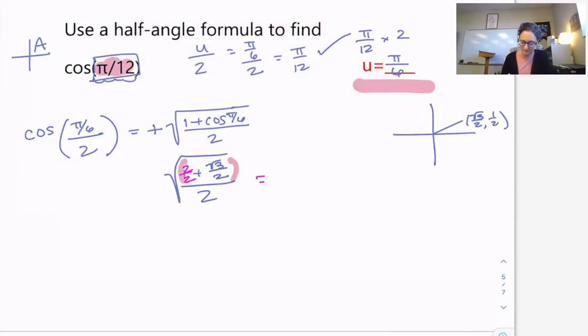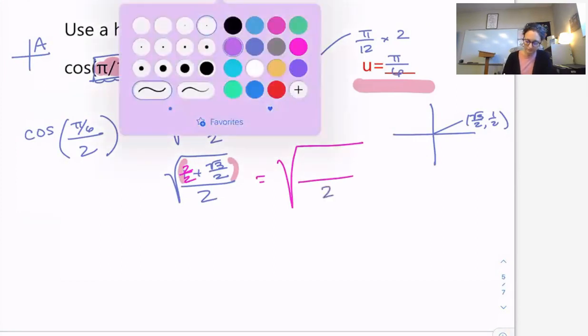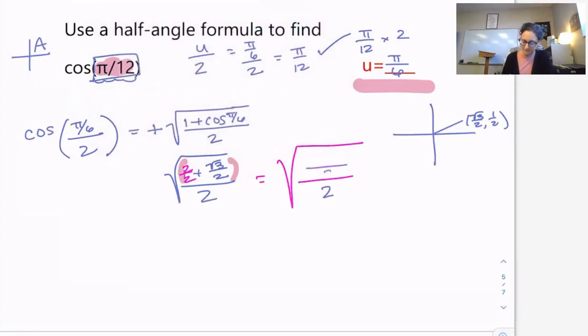Let's keep working with that. So I've got square root. Still have this 2 in the denominator. Now I have a common denominator of 2, so I can add the numerator straight across, which will just be 2 plus square root of 3. Okay, almost there. Again, just making this look a little bit nicer.